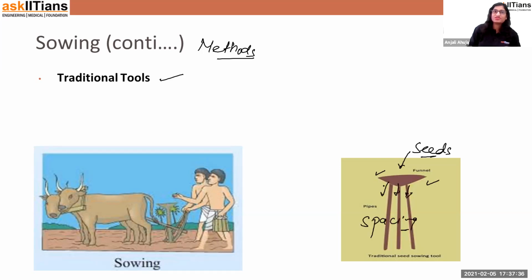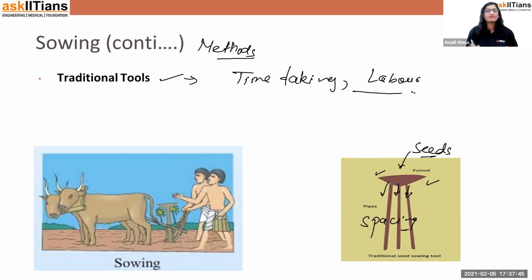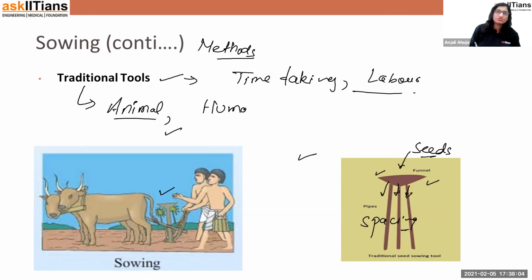Now the point is that this traditional one is very time taking, and obviously more labor is needed. Otherwise also, there are many methods in the traditional approach. There is broadcasting also. I suppose I have added that in the next sheet. I'll show you. But this is specifically what I'm explaining with this point: how, with the help of animals or normally by humans themselves, it used to be used. Fair enough.